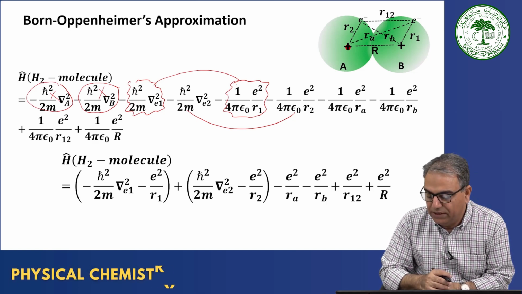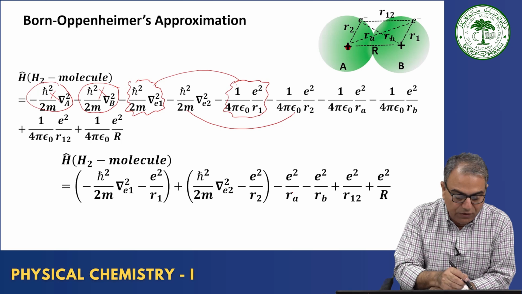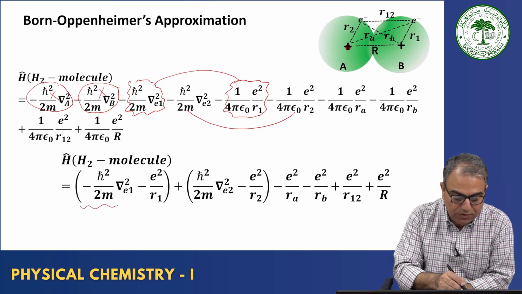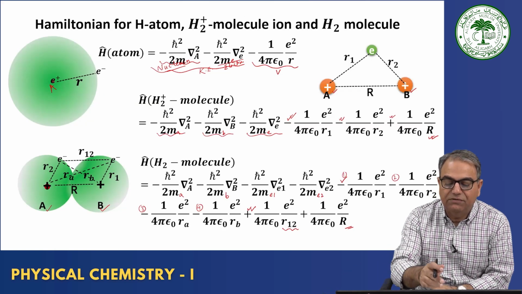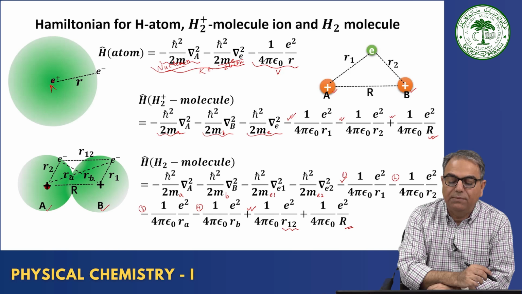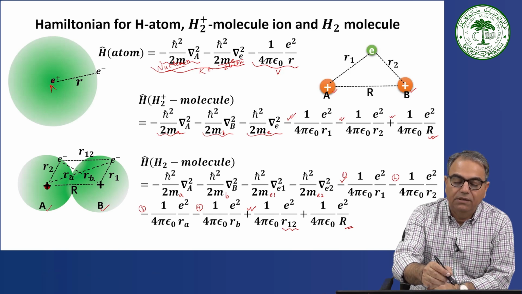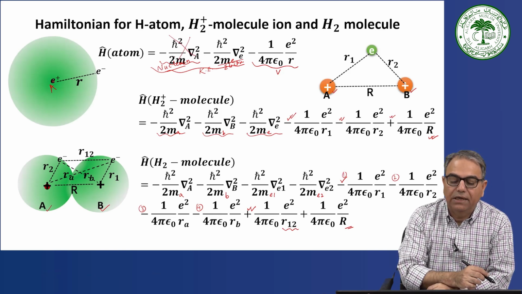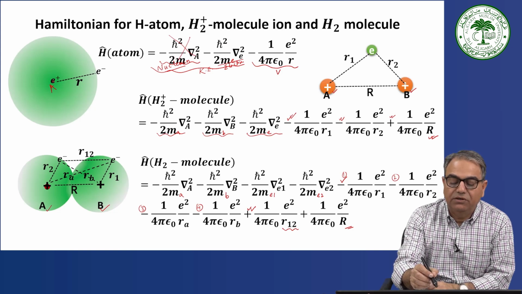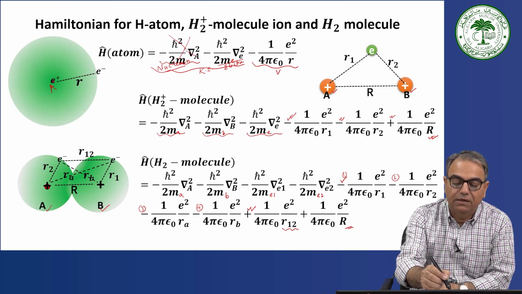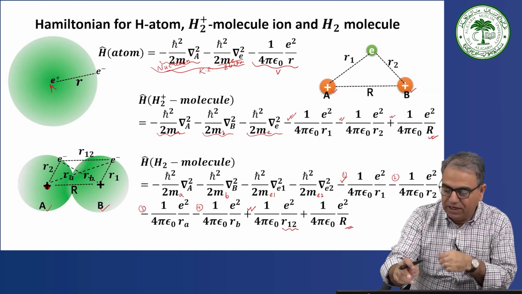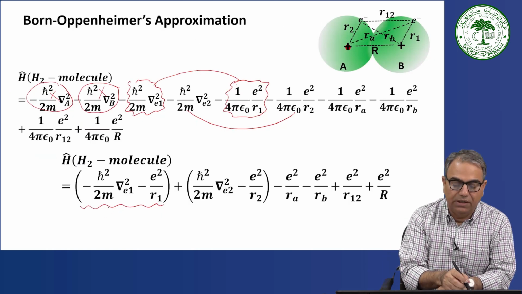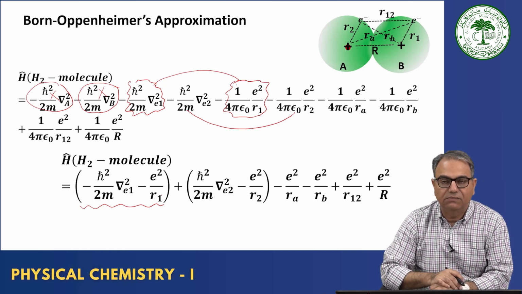Once you have this Hamiltonian, if you look at this term, why I have combined these two. If you go back and see, if you apply Born-Oppenheimer's approximation to the hydrogen atom, this will go. And what you will have is minus h cross square divided by 2m del e1 square minus e square by R1. So after Born-Oppenheimer's approximation, whatever you have is written here. This is what you get.